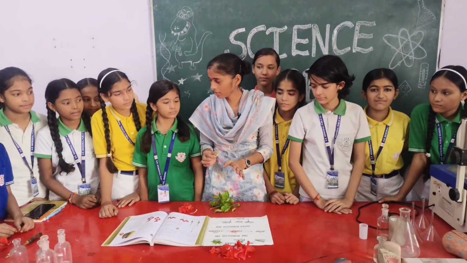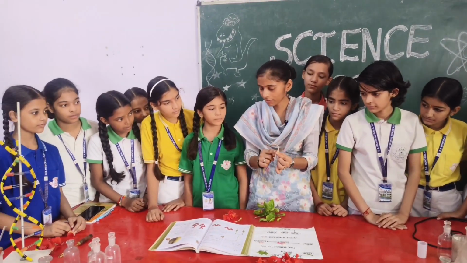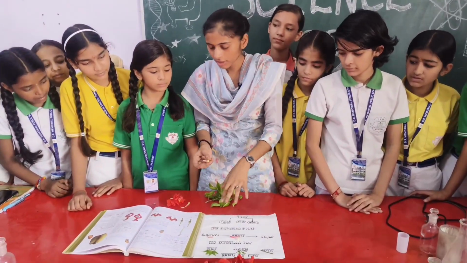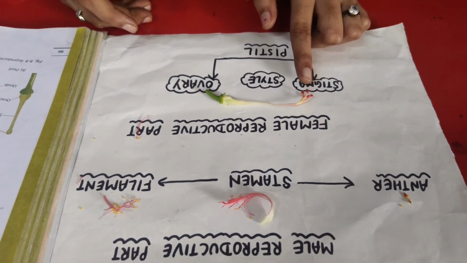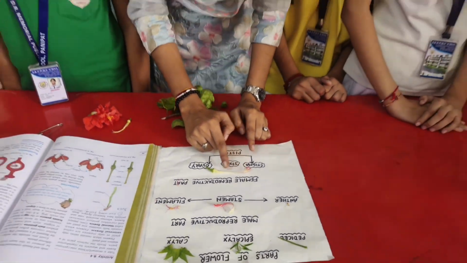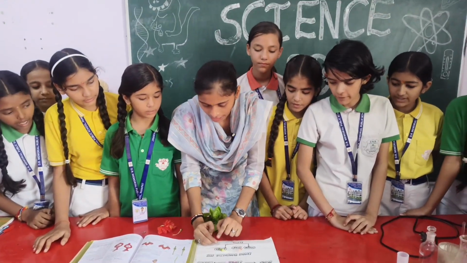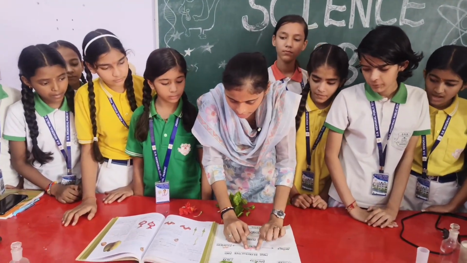After removing the stamen, we can clearly see the pistil of the flower. This part of the flower is pistil. And we know that pistil has three further parts. Okay? Stigma. This part of the flower is stigma. This part is style. And this part is ovary. And this whole part is pistil. And this whole part is stamen.